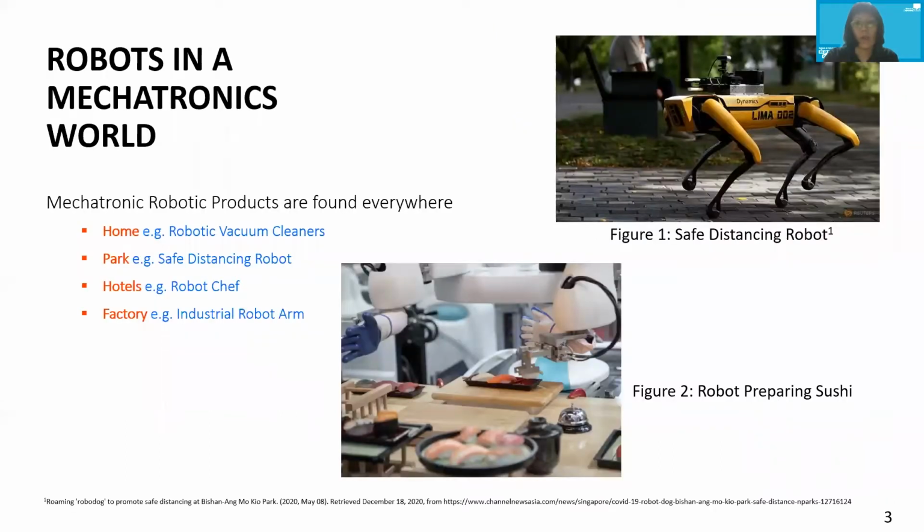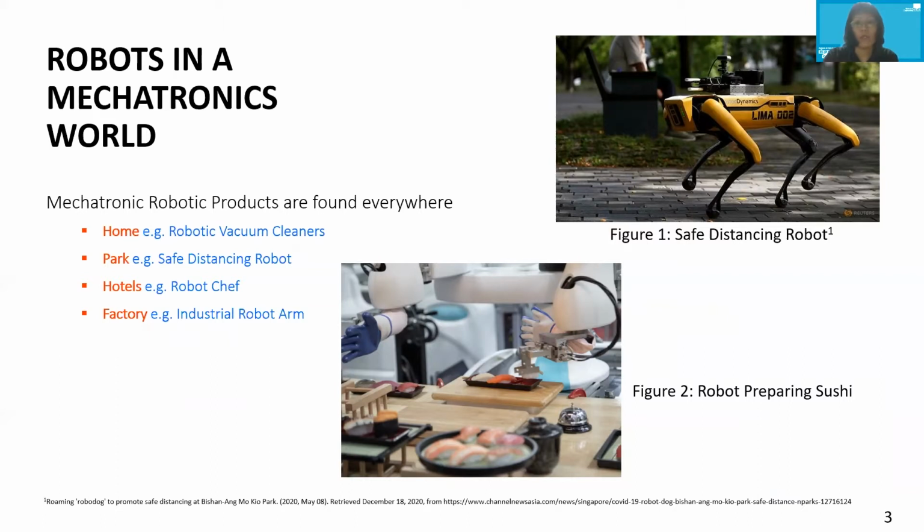Nowadays, you can find robots everywhere, from homes to parks to hotels and also the factory. At home, some of you may even have the iRobot or the Xiaomi robot, where it assists your family to clean the floor of your house. When you go jogging in the Bishan Ang Mo Kio Park, you may even see a cute yellow robot running around asking people to keep a safe distance from each other.